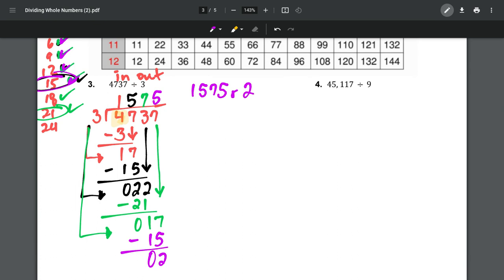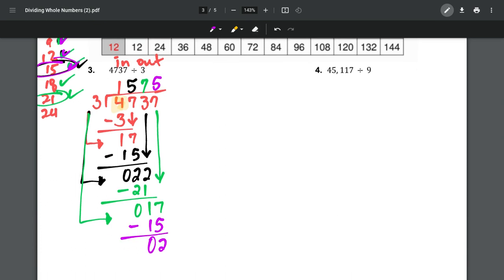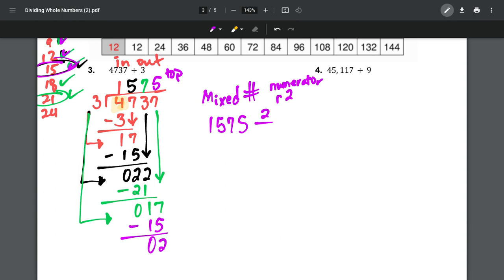So if you choose to write it as a mixed number, let me tell you what to do. Because there's nothing left to bring down and you don't have a remainder of 0, and I want to write it as a mixed number, that's fine. Let me show you how to do that. This top number is like the big number, the whole number. Okay? So you're going to write 1,575. And then you have a fraction part. Your remainder of 2 is your numerator. So you put 2 there. Okay? And then the number you're dividing by is your denominator. So 1,575 and 2/3 is what it is as a mixed number.